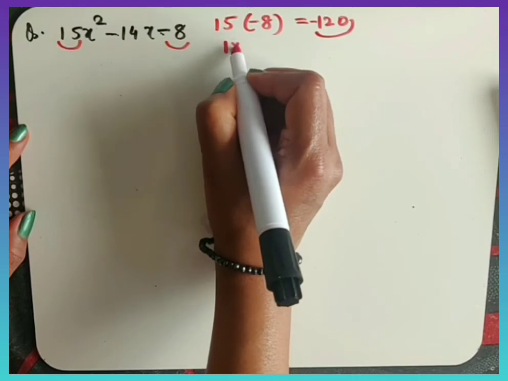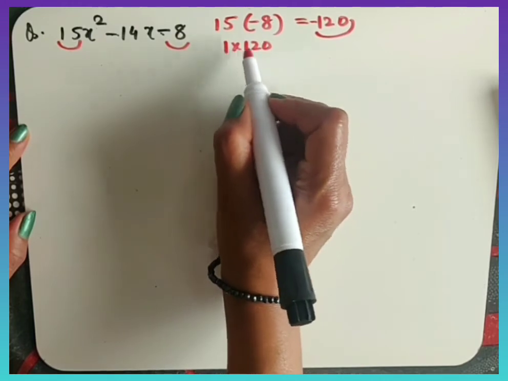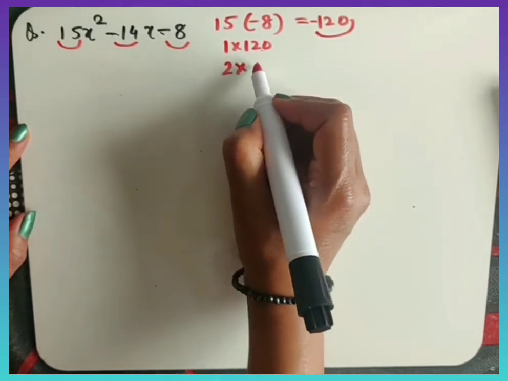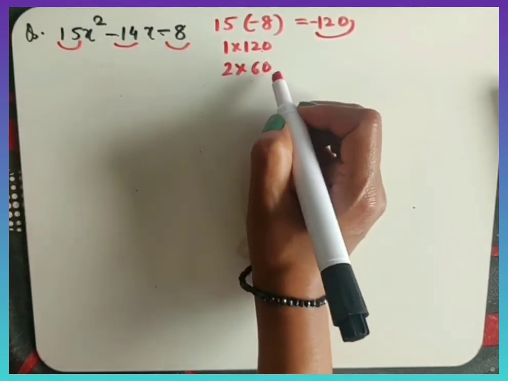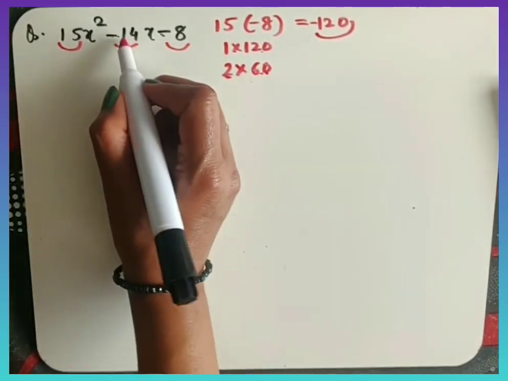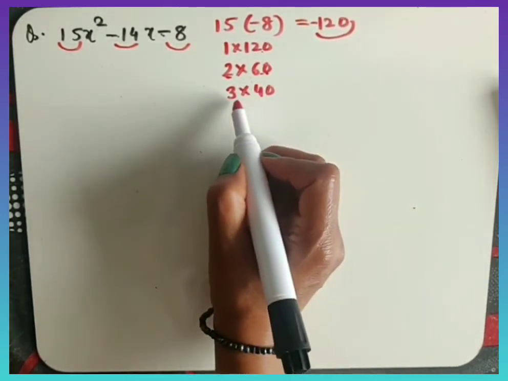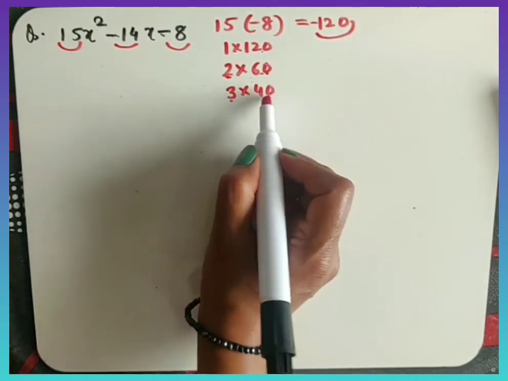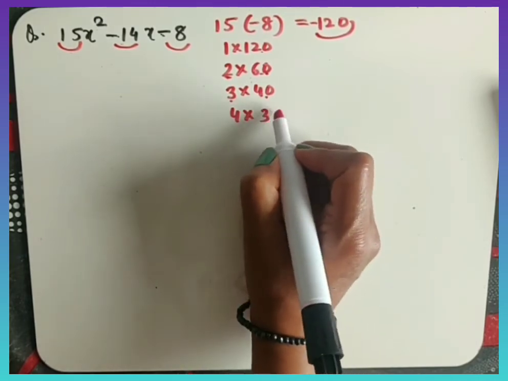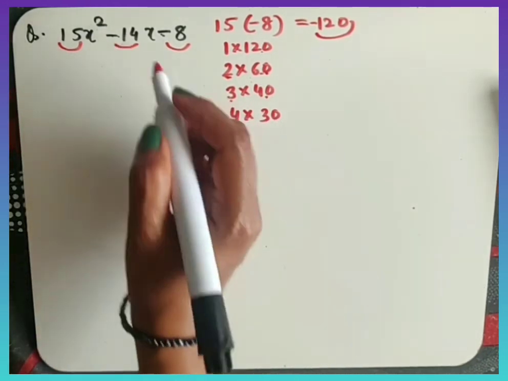So start with 1. 1 multiplied by 120 will give you 120, but if we add or subtract 1 and 120, it will not give you minus 14. Then go to 2. 2 multiplied by 60 will give you 120, but these two factors, by adding or subtracting, will not give you minus 14. Now go to 3. 3 multiplied by 40 will give you 120, but these two factors by adding or subtracting will not give you minus 14. Now I am going to 4. 4 multiplied by 30 will give you 120, but by adding or subtracting it will not give me minus 14.